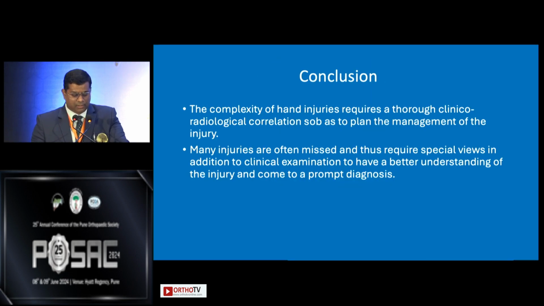So, conclusion: the complexity of hand injuries requires a thorough clinical-radiological correlation so as to plan management of the injuries. Many injuries are often missed and thus require special views in addition to clinical examination to have a better understanding of the injuries and come to a prompt diagnosis.